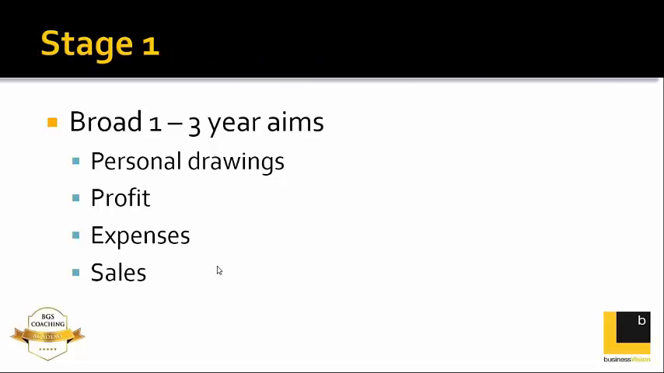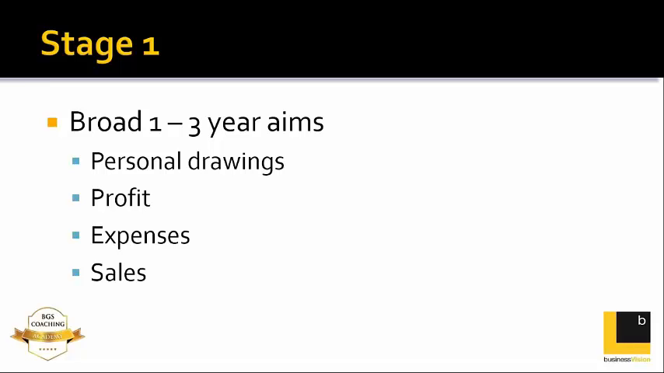So stage one with the business plan is creating broad 1 to 3 year aims. So not hugely specific, we'll come on to that later, but just some basic numbers that would keep the business owner happy. And I've deliberately started it possibly the wrong way round to the way most people look at it. Most people start a business plan going, what shall our sales be? And then they gradually work down and see what they're going to end up with. I would start the other way round.